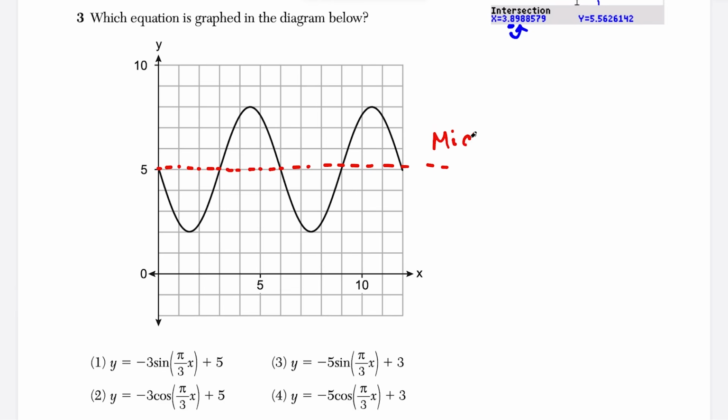So if we have a midline here at y equals 5, that allows us to eliminate two answer choices, okay? We could eliminate choice 3 and choice 4 because these have a trailing constant of 3. So that would be a midline at y equals 3.